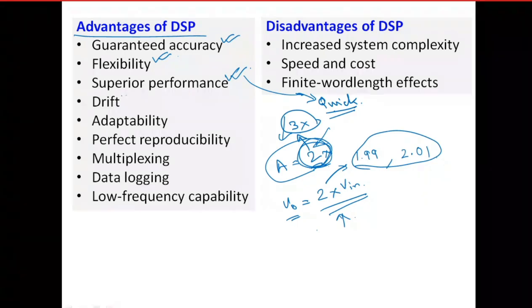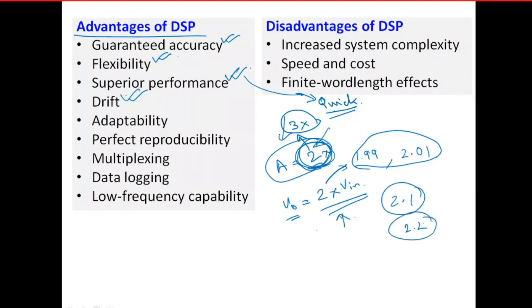Then drift. In analog signal processing, the resistance values and capacitance values change with temperature, humidity and other environmental conditions. So when you expect the gain of the circuit to be 2, it may shoot up to 2.1 or 2.2. This is called drift. Without changing the circuit or making any physical changes within it, we are getting a different gain. So it is drifting from its original or expected values.